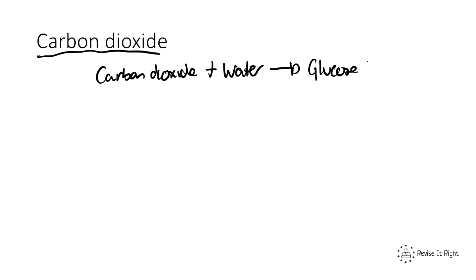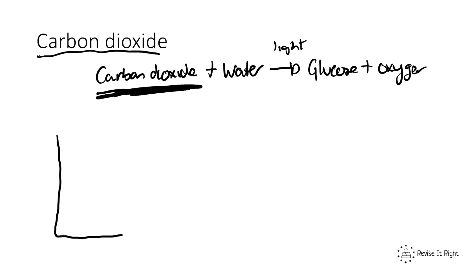So we'll look at carbon dioxide. Just quickly, remember the equation for photosynthesis: carbon dioxide plus water makes glucose plus oxygen, and this obviously uses light. Now, this is very similar to the egg example. The more carbon dioxide we have, the more photosynthesis can take place, just as the more eggs we have, the more cake we can make. That's because carbon dioxide is a reactant of photosynthesis, therefore the more of it we have, the more photosynthesis can take place.